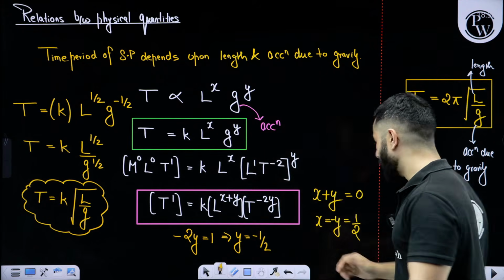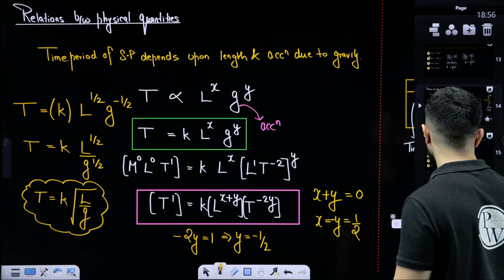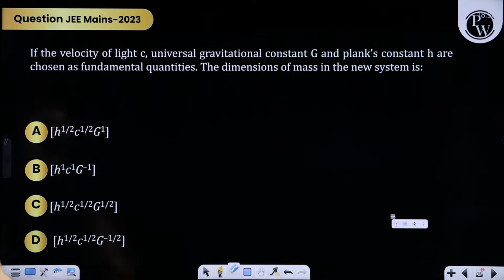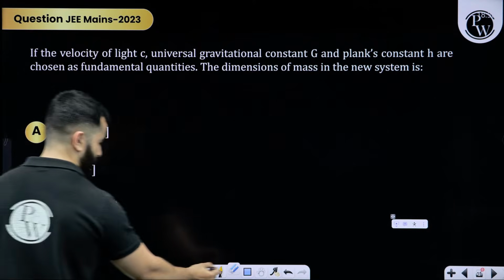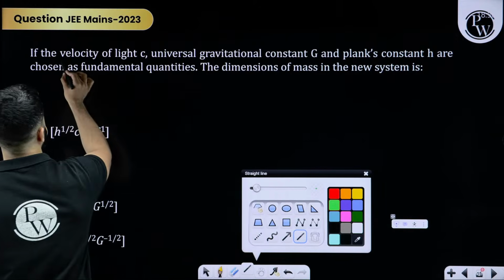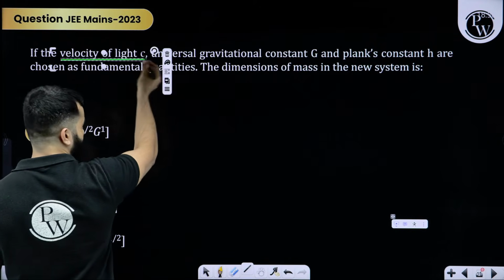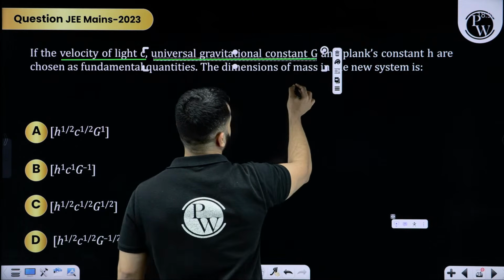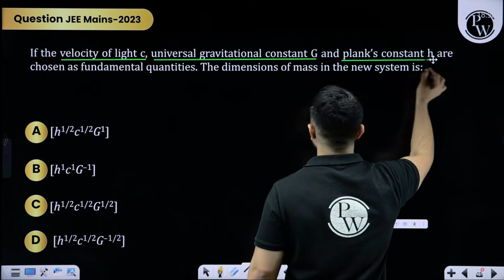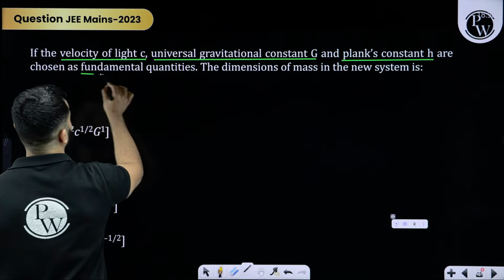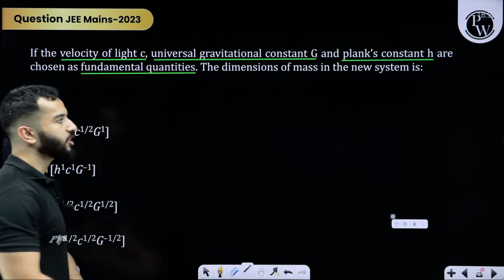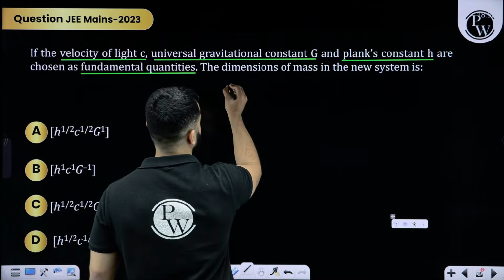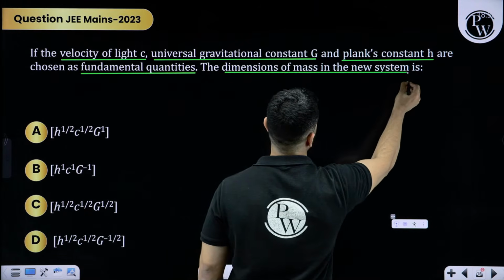Now let's move to one of the PYQs from JEE Mains. Kindly read it. If the velocity of light c, the universal gravitational constant G, and Planck's constant h are chosen as fundamental quantities, then the dimensions of mass in the new system will be.